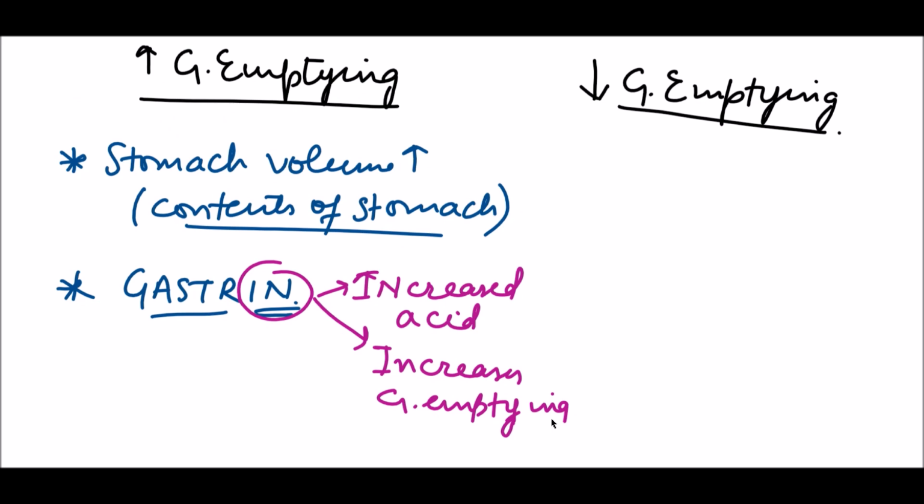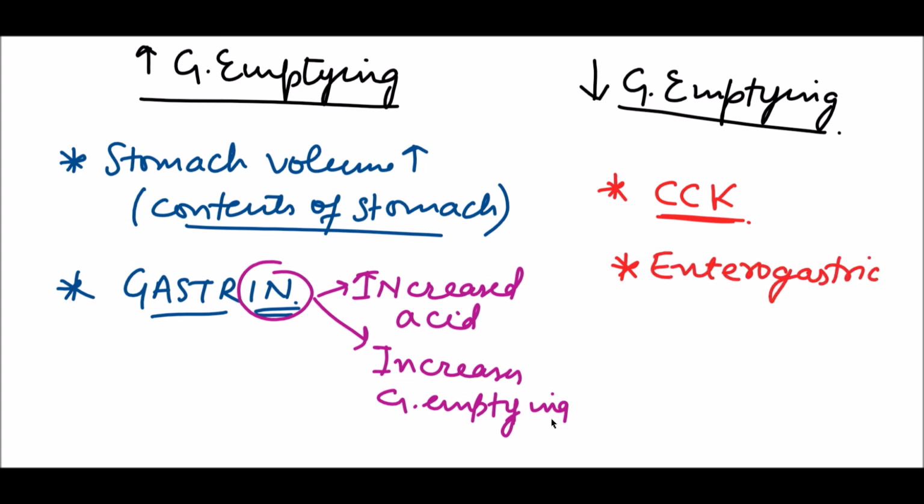Now there are different factors which cause decrease in gastric emptying. Let us first discuss the hormonal factor. There is a hormone called cholecystokinin, CCK. It causes decrease in gastric emptying. And the second, which is the most important factor regulating gastric emptying, is called the enterogastric reflex.